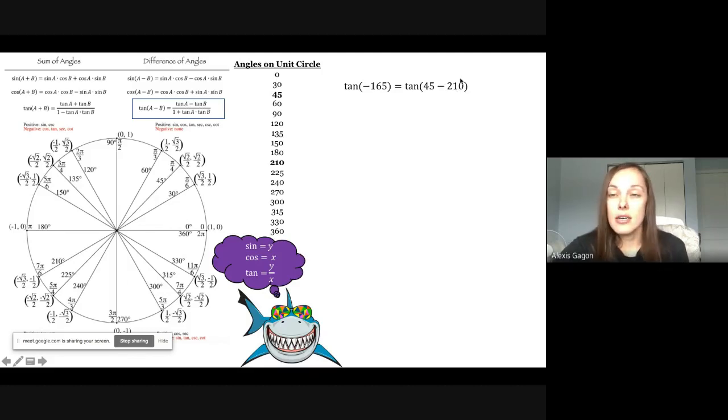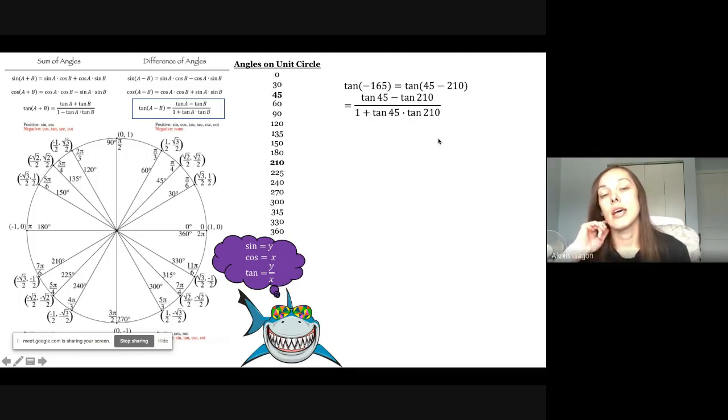And again, this is not a negative 210. This subtraction takes into account for that. And then over 1 plus tangent of A times tangent of B. So that's tangent of 45 minus tangent of 210. And then 1 plus tangent of 45 times tangent of 210.